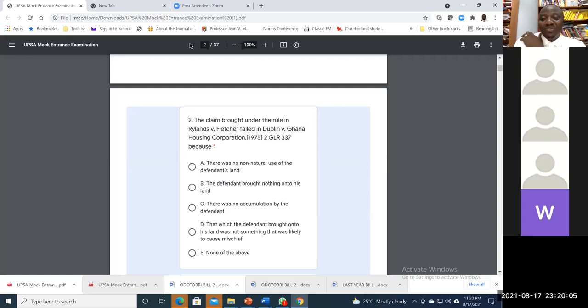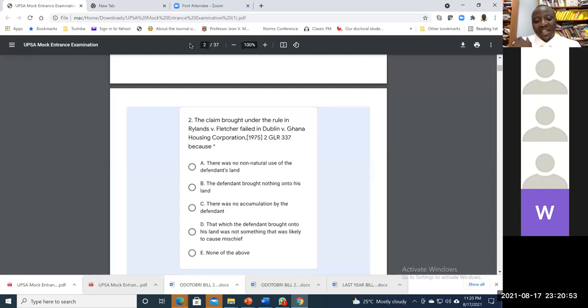But still, coming back to the question, if the decision was that there was no accumulation which was likely to cause mischief, so that means that you are looking at D: which the defendant brought onto his land was not something that was likely to cause mischief. No, he didn't. The defendant didn't accumulate anything on his land in the first place because he merely constructed gutters to aid the free flow of water. And in Rylands and Fletcher, you should have accumulated something. But it's not just any accumulation. Accumulation usually relates to non-natural use, isn't it?